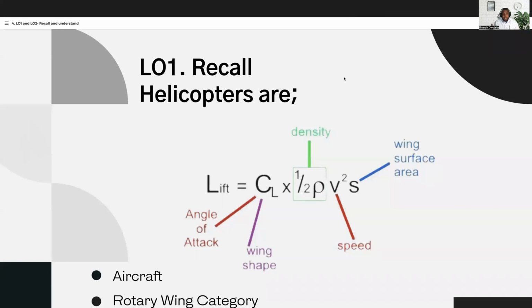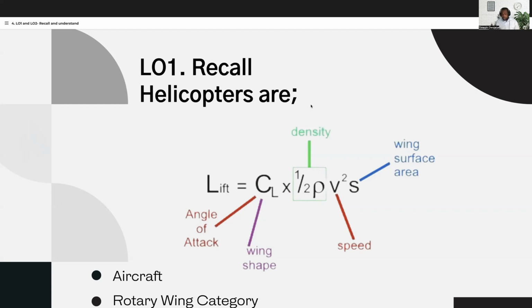So I'm going to pick up from LO1, Learning Objective 1. This is just to recall what lift is and what similarities we have between fixed wing aircraft and rotary wing aircraft. On the fixed wing aircraft, we know that what separates any of these craft from your automobile is the ability to create and sustain lift.